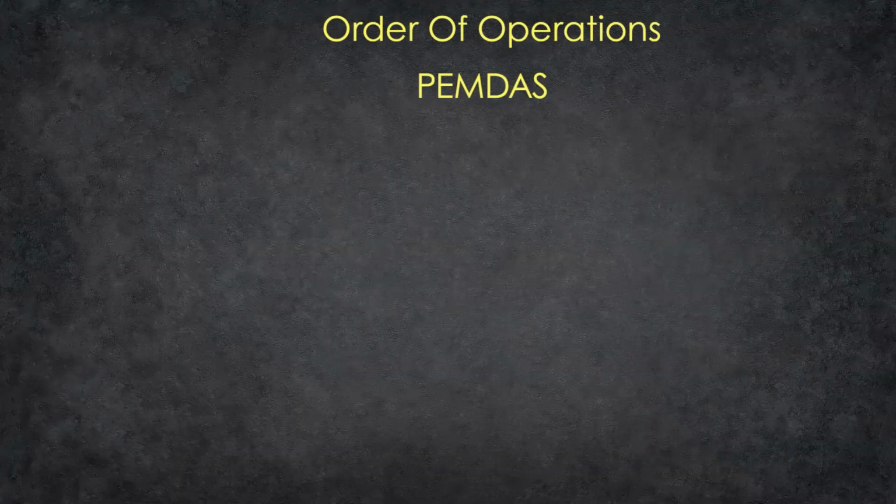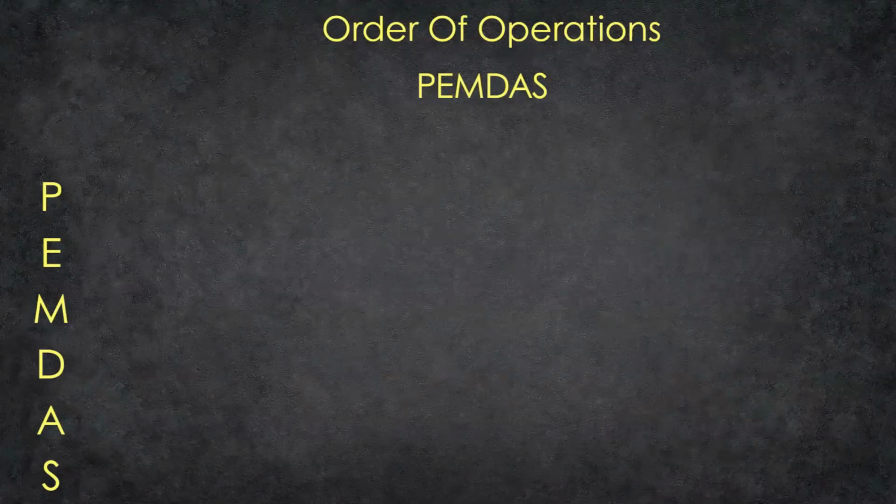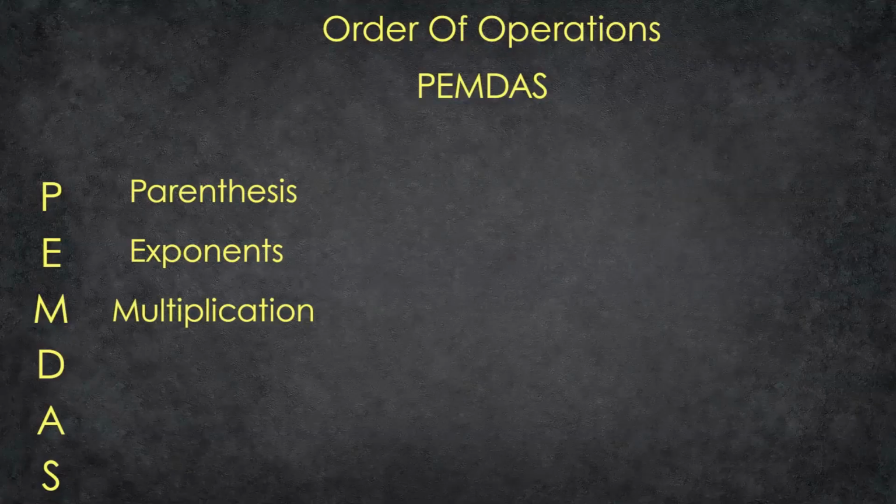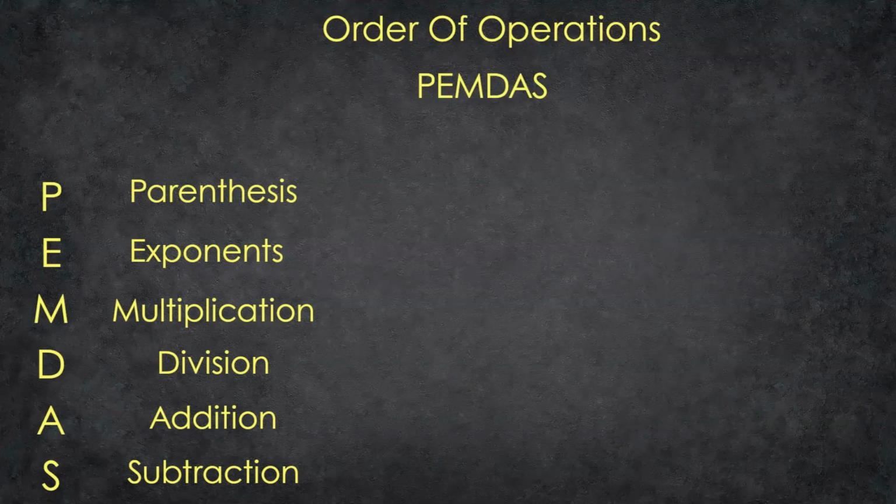So we are going to be using an acronym or mnemonic device called PEMDAS. PEMDAS stands for parentheses, exponents, multiplication, division, addition, and subtraction. And we use PEMDAS to help us remember the specific order of operations. We always do parentheses first, then exponents. Multiplication and division can be treated equally, so whichever one comes first. And then addition and subtraction also are treated equally, and again, whichever one comes first.